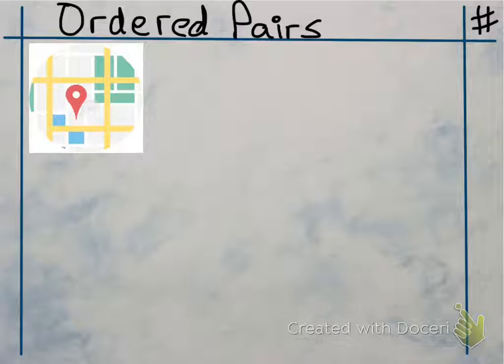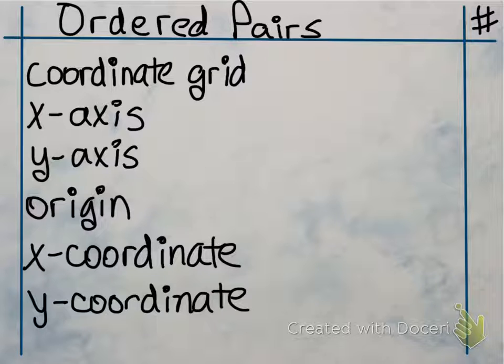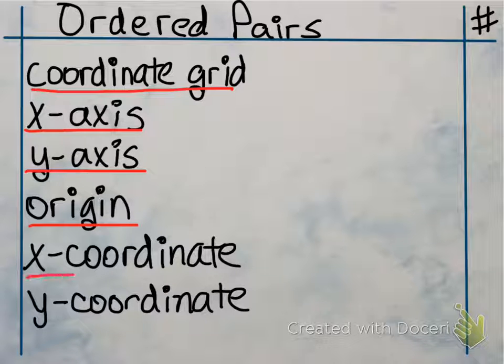We need to go over some important vocabulary. All right, here is some important terminology that we're going to be using for our discussion today. Coordinate grid, x-axis, y-axis, origin, x-coordinate, and y-coordinate.